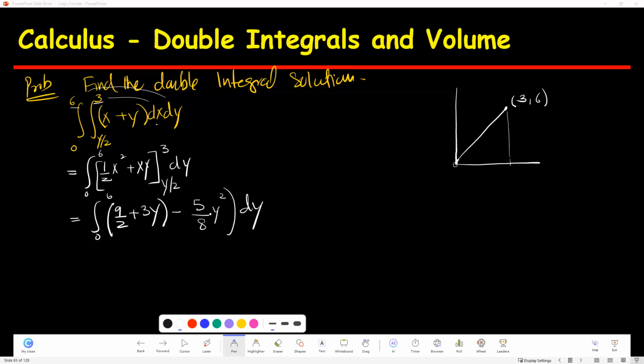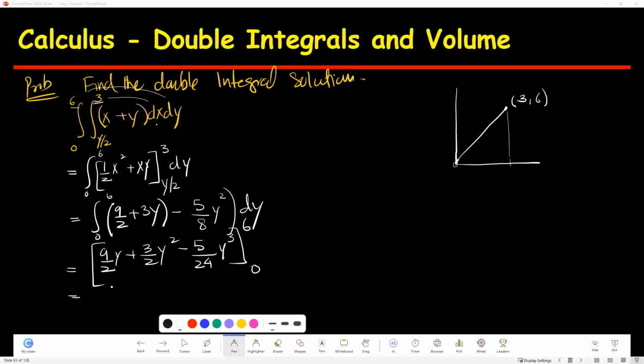We cannot simplify it much, but we can rearrange it if you want to, or we can just take the integral directly. It doesn't make much difference to us. So if I take the integral, it's going to be 9 over 2 y plus 3 over 2 y squared minus 5 over 8 times 3, 8 times 3 is 24, y cubed. And the limit is 0 and 6.